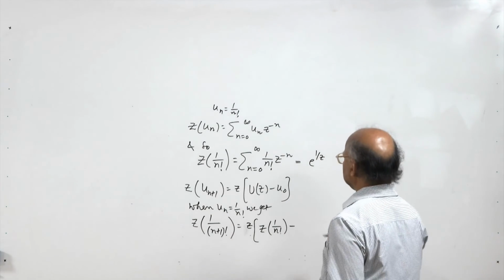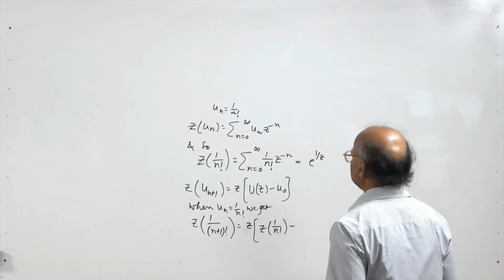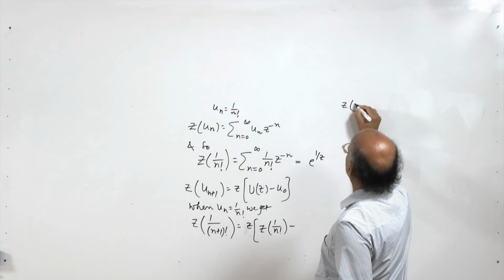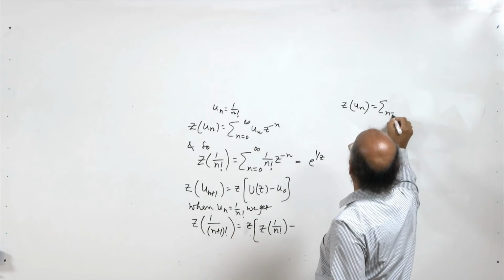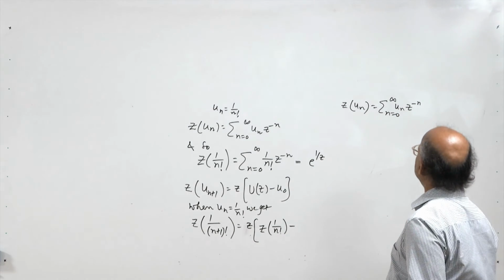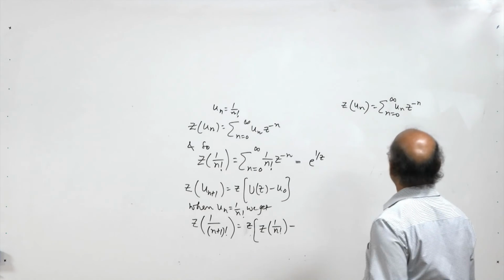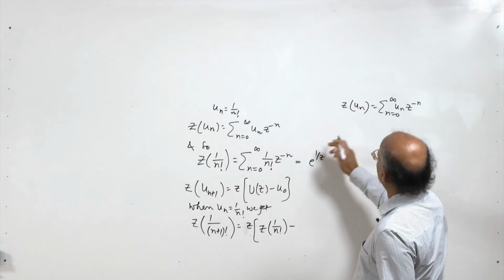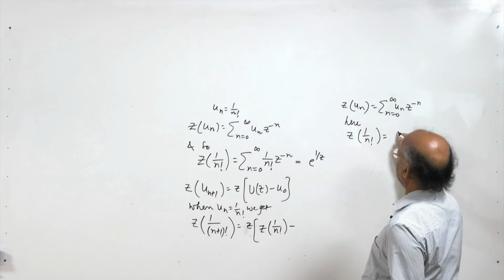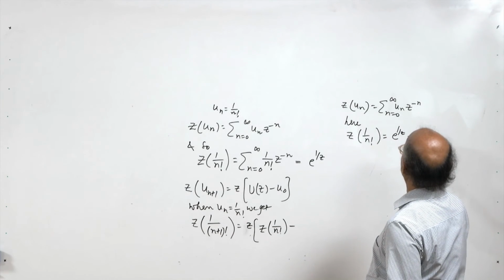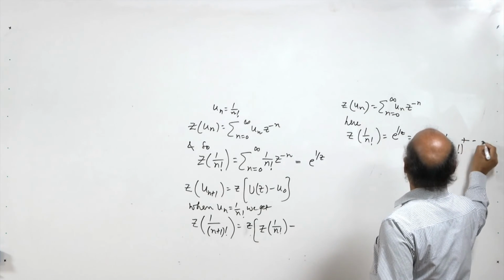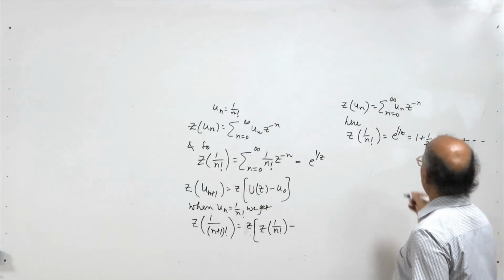u_0 is what? u_0 is the term occurring for n equal to 0 in the summation u_n z to the power minus n running from 0 to infinity. The z transform of u_n is sigma n equal to 0 to infinity u_n z to the power minus n. So, u_0 is the term in this sum where the power of z is 0. Here, the z transform of 1 by n factorial, we have seen, is equal to e to the power 1 by z, and this is equal to 1 plus 1 by z plus 1 by z square into 2 factorial and so on. So the first term here is 1. So u_0 is equal to 1.